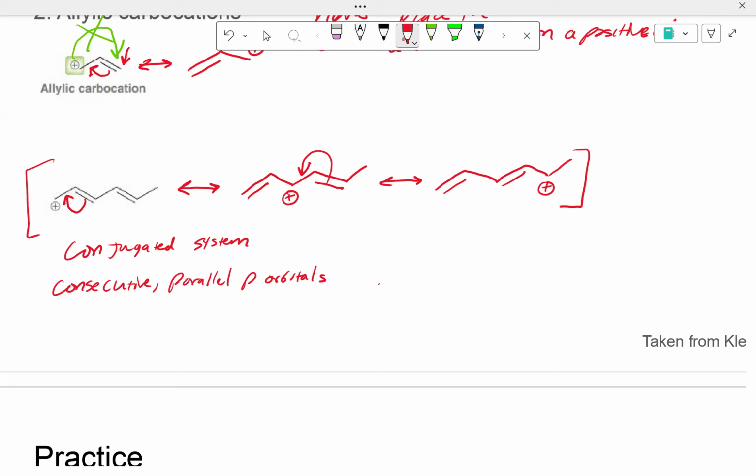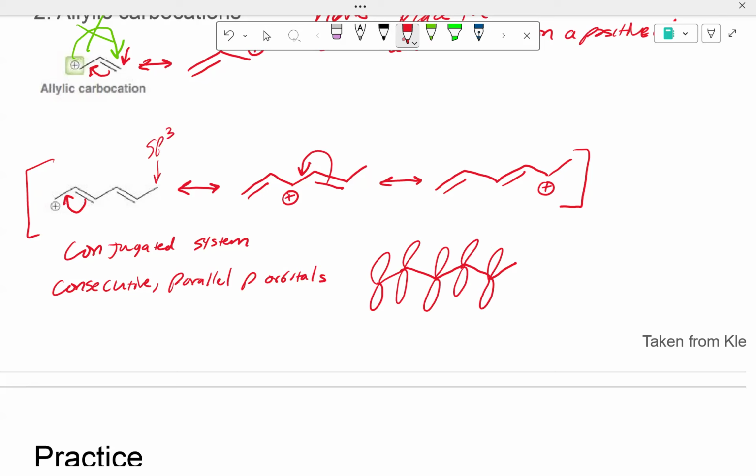Now, if I just draw the p orbitals of this system, this carbon was sp2 hybridized, so it has a p orbital. This one has one, this one has one, this one, and this one. You say, why not the one on the end? Well, that one on the end was sp3 hybridized. It doesn't have an unhybridized p orbital.